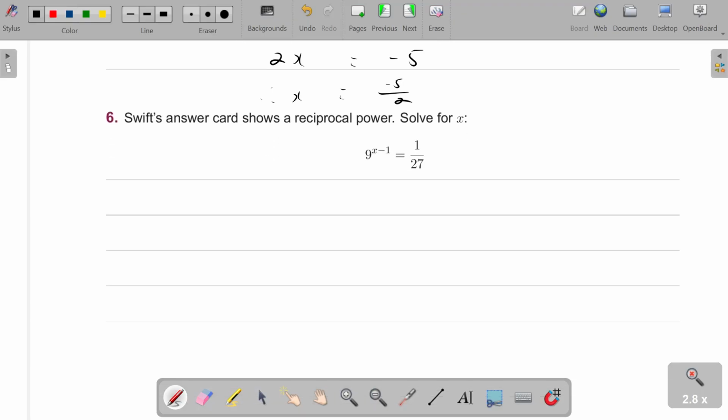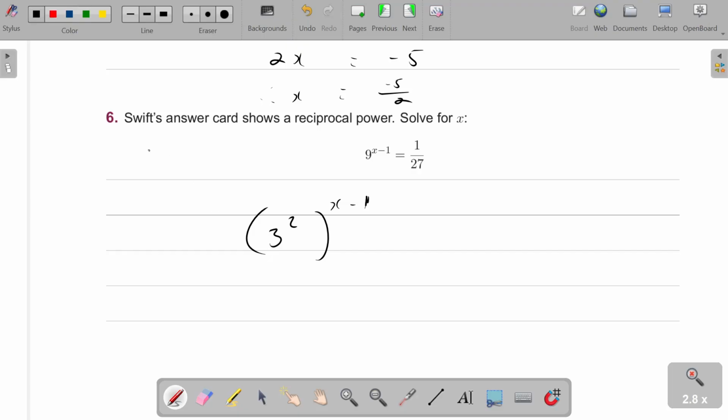Now, Swift's answer card shows a reciprocal power. We want to solve for x. Okay, again, same procedure. We want to say that this is obviously 9, which is the same as 3 squared. That whole thing is 9, and you raise it to the power of x minus 1. Please do not neglect your brackets, because the whole 9 is 3 squared, right? You want to show that that is whole, that's the complete 9, right?